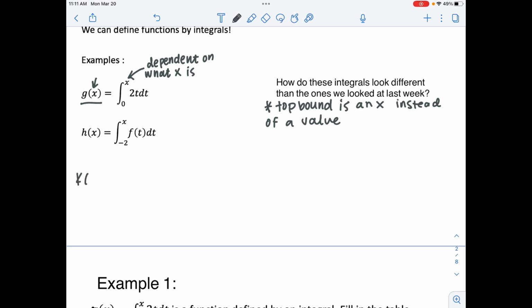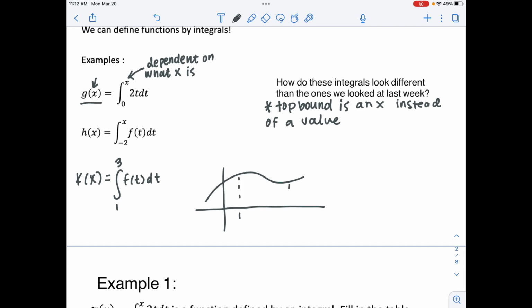I'm going to call it k of x. I'm going to call this integral 1 to 3 of f of t dt. So I'm going to call this function k of x altogether, but it is defined by the integral of f of t from 1 to 3. And so what this is right now is k of x is going to be the area from 1 to 3 of f of t.